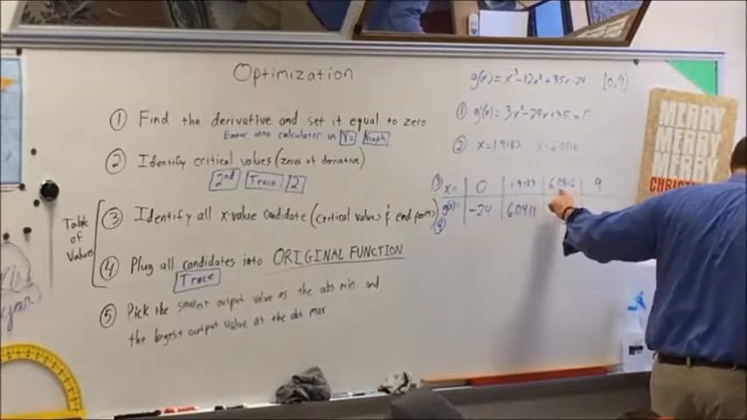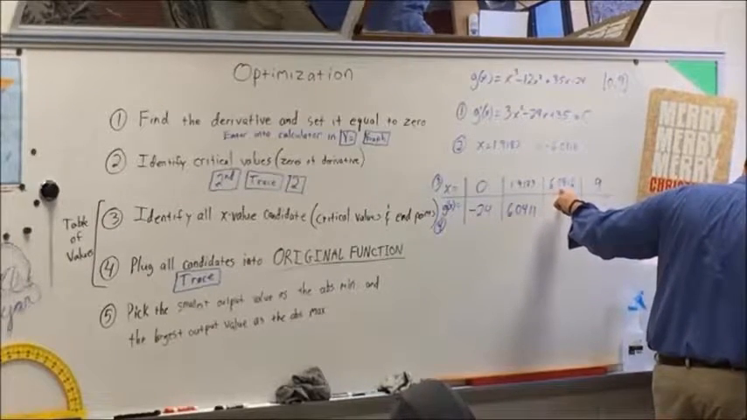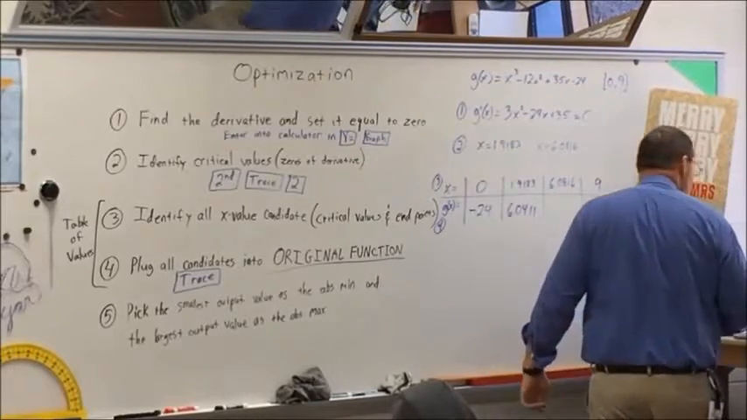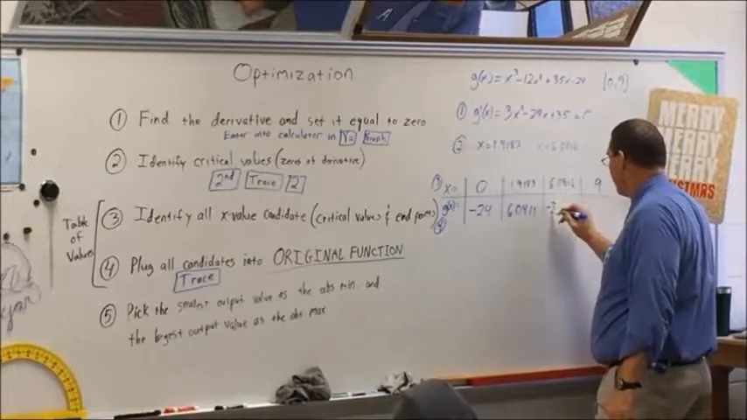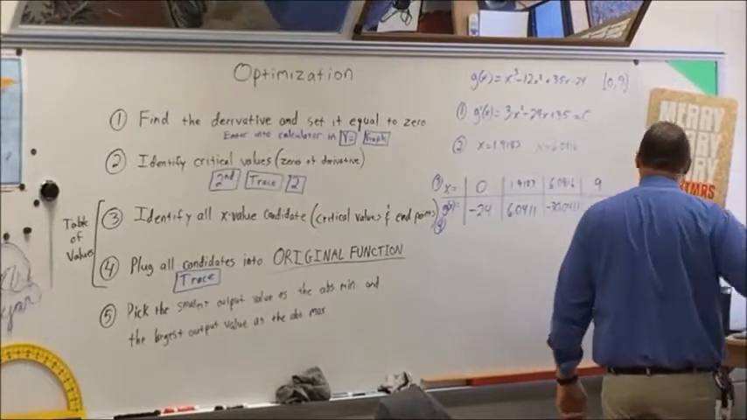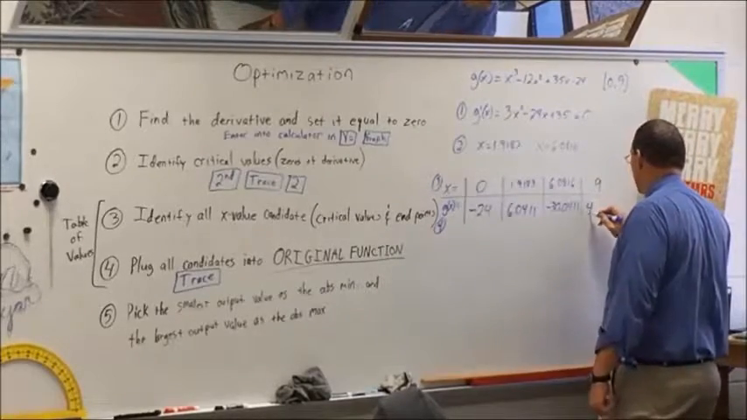Then I'm going to put in 6.0816. That's an x value. And the output value, I get negative 30.0411. Okay. And now I just have to put in 9, and I get an output of 48.